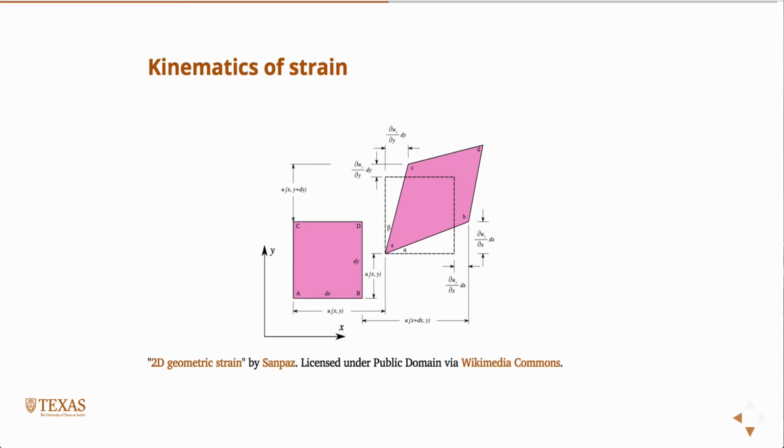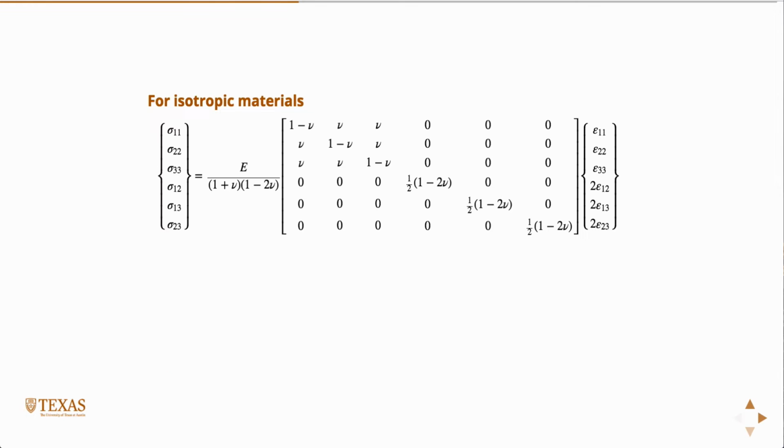So then we went on to talk about constitutive modeling, the relationship between stress and strain for an elastic material. And since the stress and strain tensors are symmetric, they only have 6 unique components. You can write them in this sort of vector form. And then you have this matrix that has 36 entries that relates the stress to the strain.